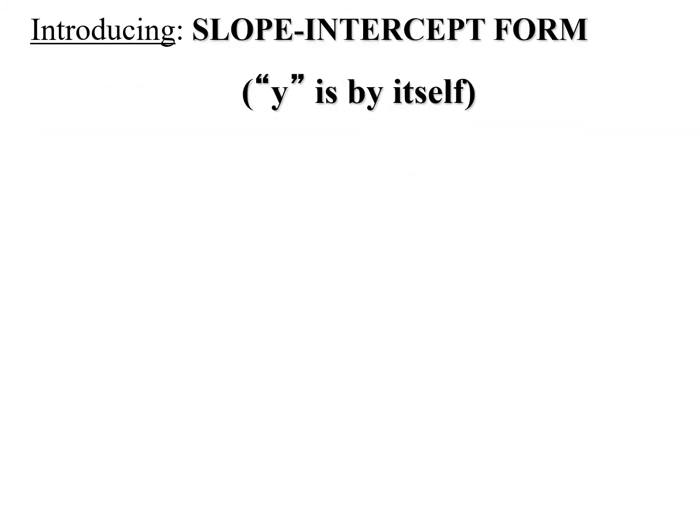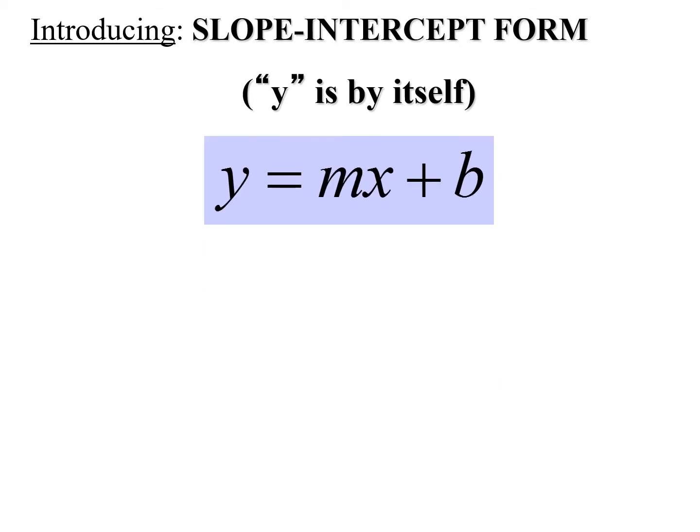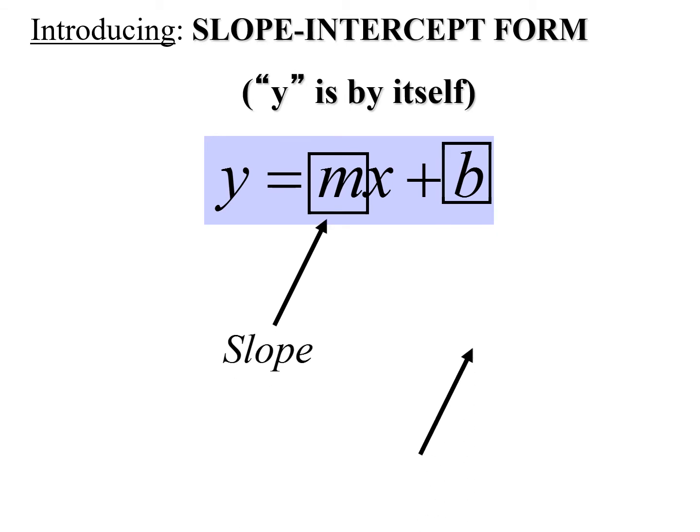When we're looking at slope-intercept form, we are trying to find y by itself. So slope-intercept form is y equals mx plus b. We call it slope-intercept form because the m in the equation is the slope, and the b in the equation is the y-intercept. These two parts give us a starting point, the y-intercept, and a direction to go, which is the slope.